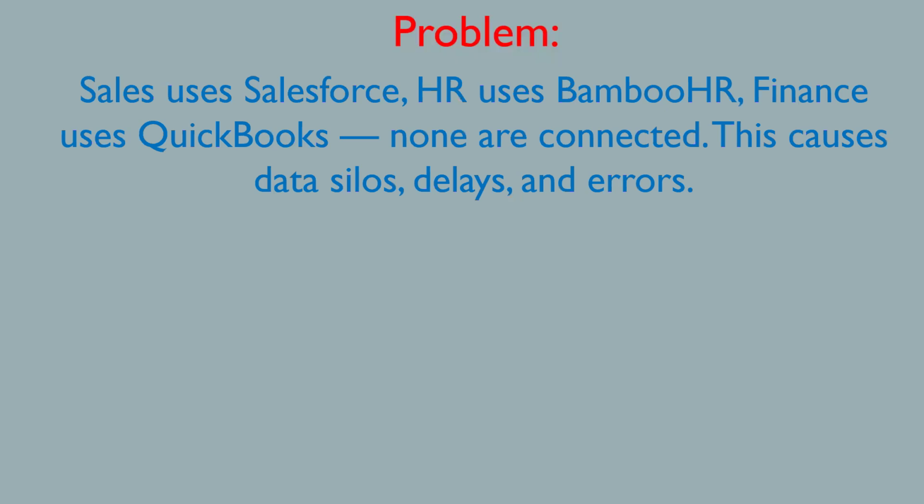If we talk about it in a professional way, like companies: let's say sales uses Salesforce. The sales team is using Salesforce, HR uses some Bamboo HR tool, and the finance team uses QuickBooks. None are connected. This causes data silos, delays, and errors, because the three teams are all using three different apps.